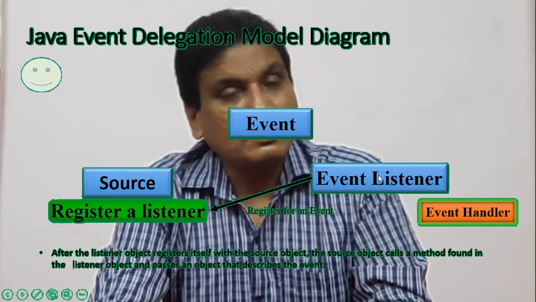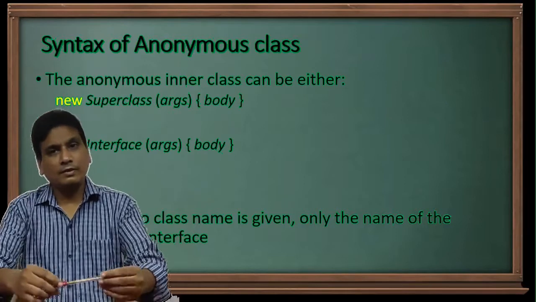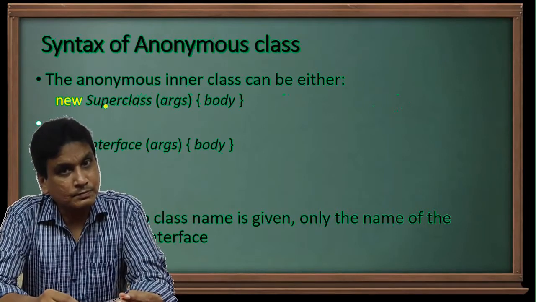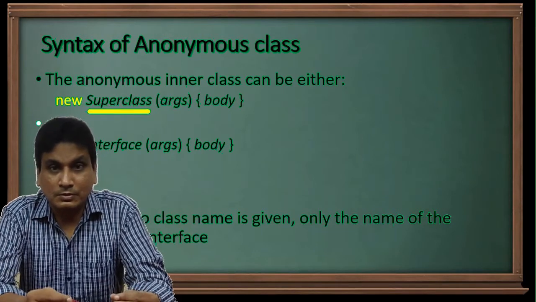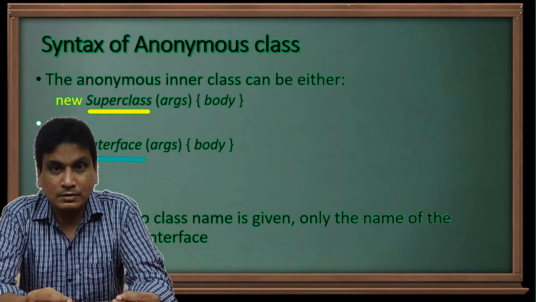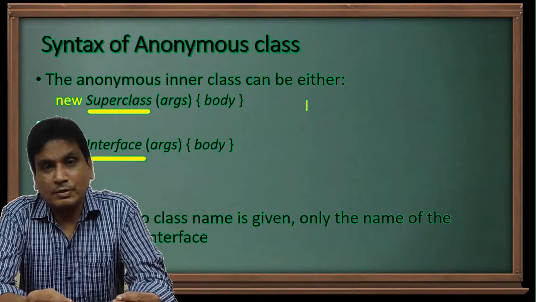So the first step in our program: let us look at the syntax of creating an anonymous class. An anonymous class can be created by directly instantiating a superclass or an interface. Let's take an example of how this can be done.